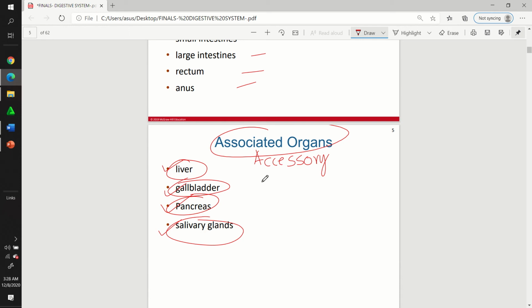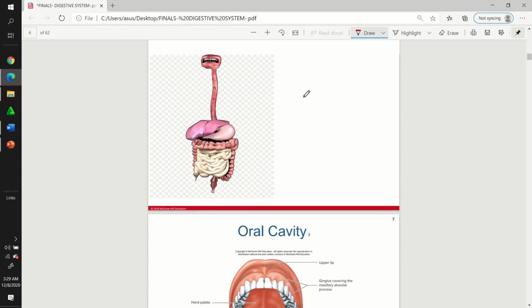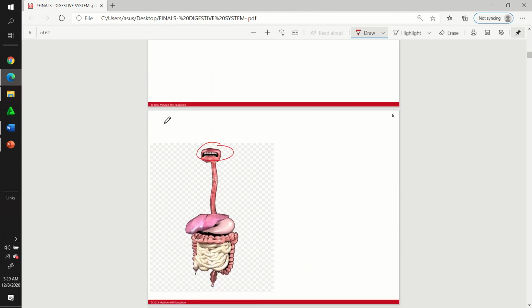Now let's dig into the process of your digestive system. The first main organ of your digestion is the mouth, which consists of your teeth and your tongue, and mixes with your saliva. Mixed with your saliva, they form what we call your bolus.